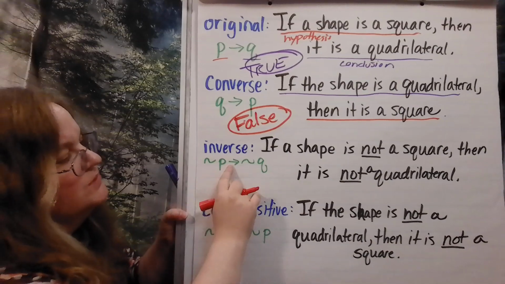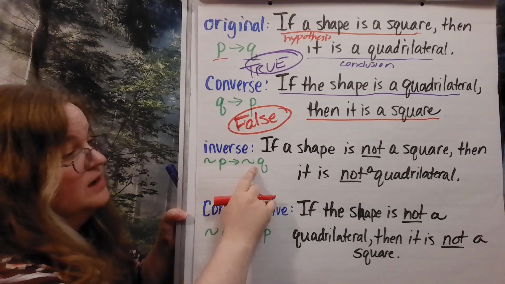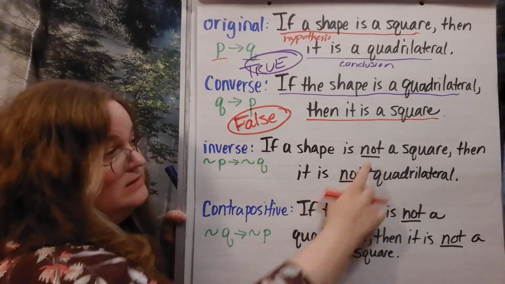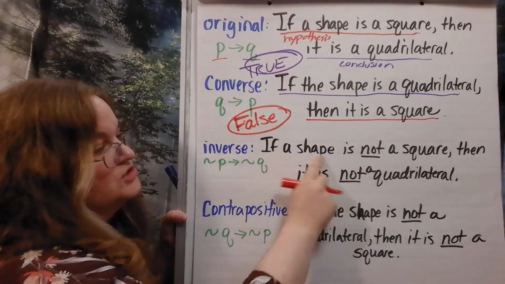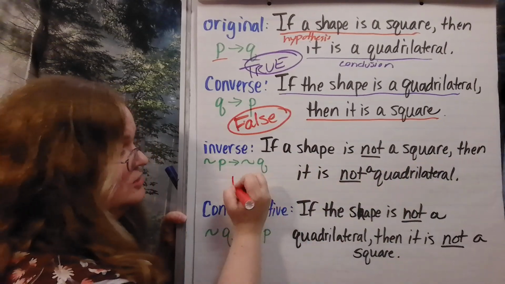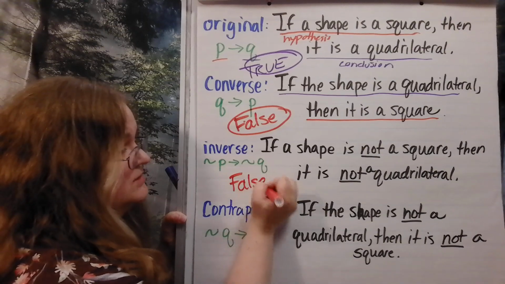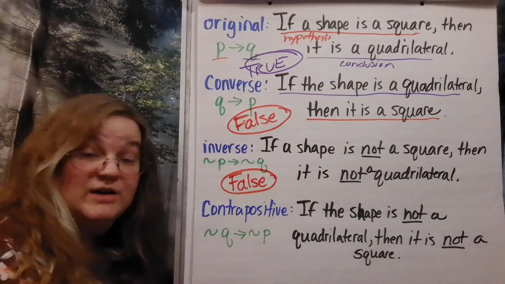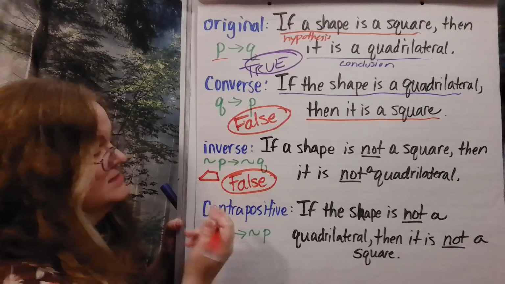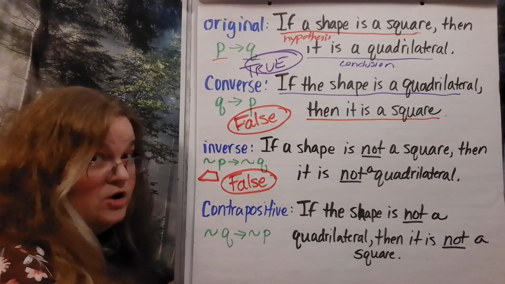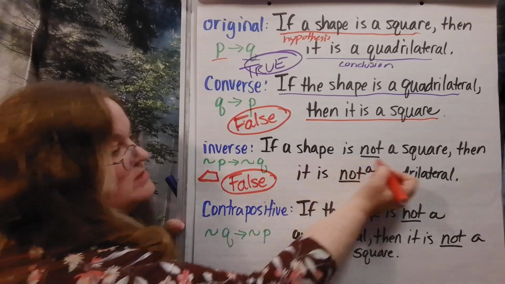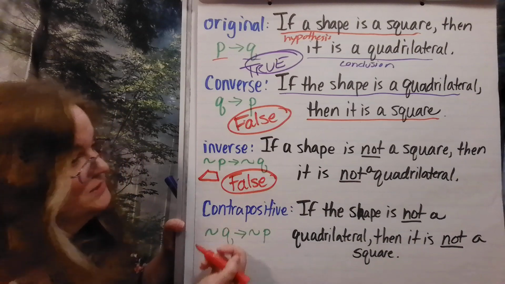Okay, for the inverse, it's not P, then not Q. So it's my original statement, but I negated it. I put the not in, so did the opposite. So if a shape is not a square, then it is not a quadrilateral. Well, that would be false, because again, I could have a trapezoid, which looks something like this. That's definitely not a square, but it's still a quadrilateral because it has the four sides. So if a shape is not a square, then it's not a quadrilateral, is false.